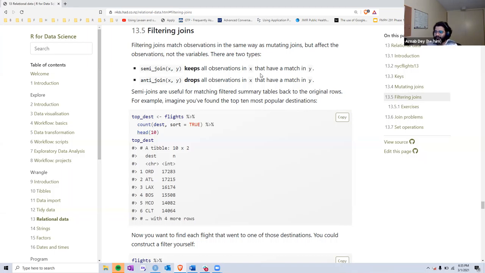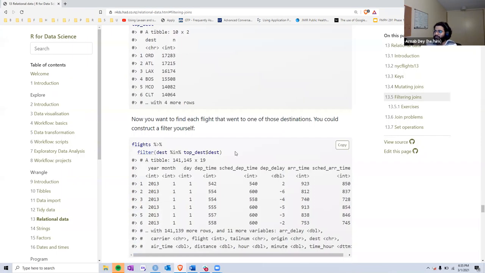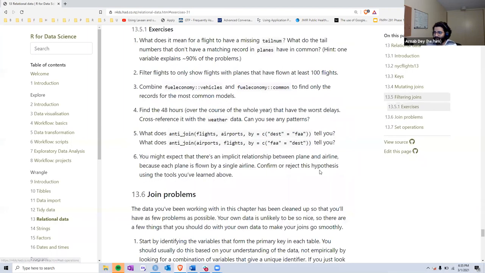A semi join is kind of match or keep observations in X that have a match in Y, and an anti join is just the opposite, which is dropping all the observations in X that have a match in Y. So the exercises were interesting too.